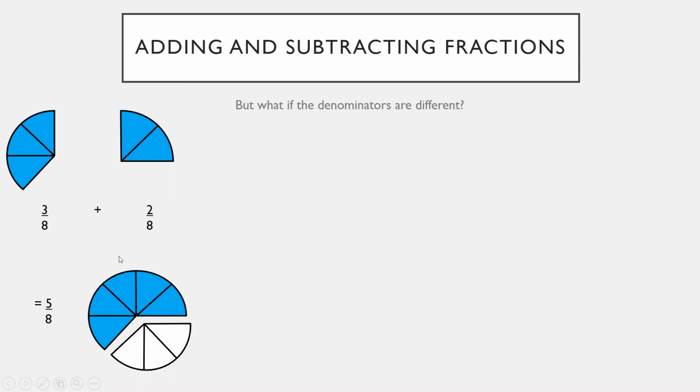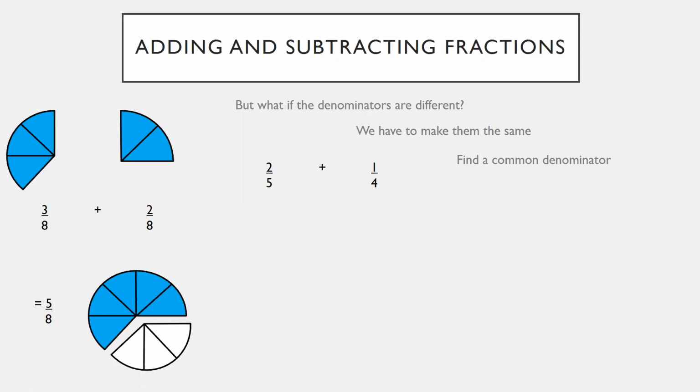So what about if the denominators are different? What we have here is 2/5 plus 1/4. So we need to make them the same, just like they were over here. They were both the same on the bottom. We need to do that over here. So we need to find a common denominator.